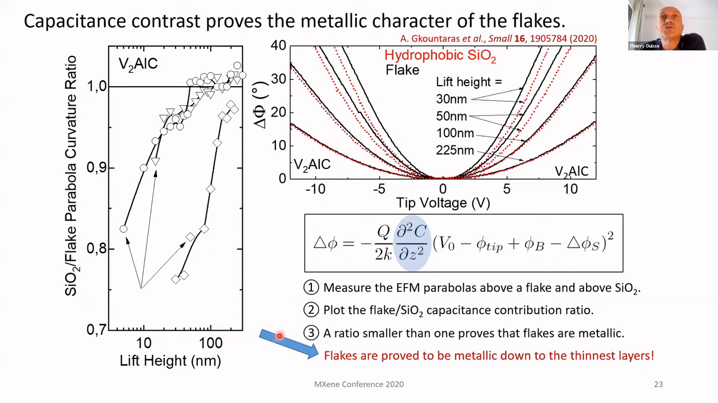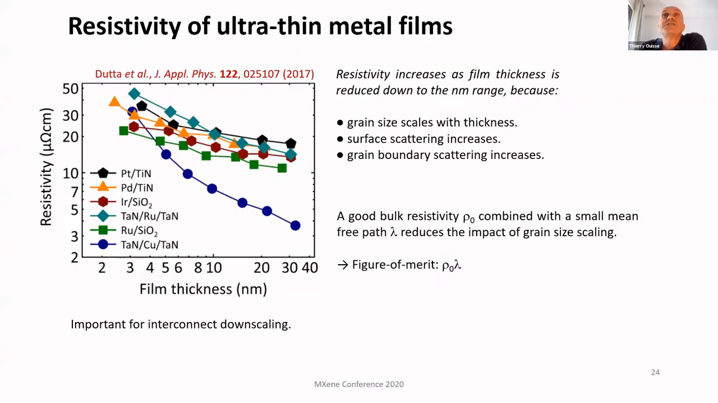And the ratio smaller than one, decreasing when we reduce the tip-sample distance, definitely proves that flakes are metallic. This is exactly what can be seen on the left for three different flakes. And we thus demonstrated that flakes are all metallic without having to process any electrical contact. Let us leave EFM and go to resistivity measurements.